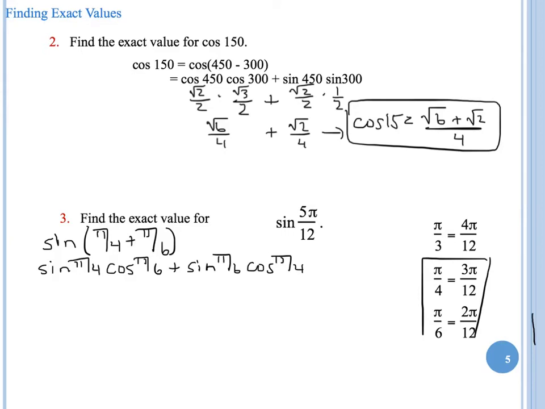Alright, so at pi over 4, I get the square root of 2 over 2. Same thing with cosine. And pi over 6 is the only one that I have memorized. And I think we've seen this answer once or twice before. So some of these answers, they kind of start getting familiar after you've done them once or twice.